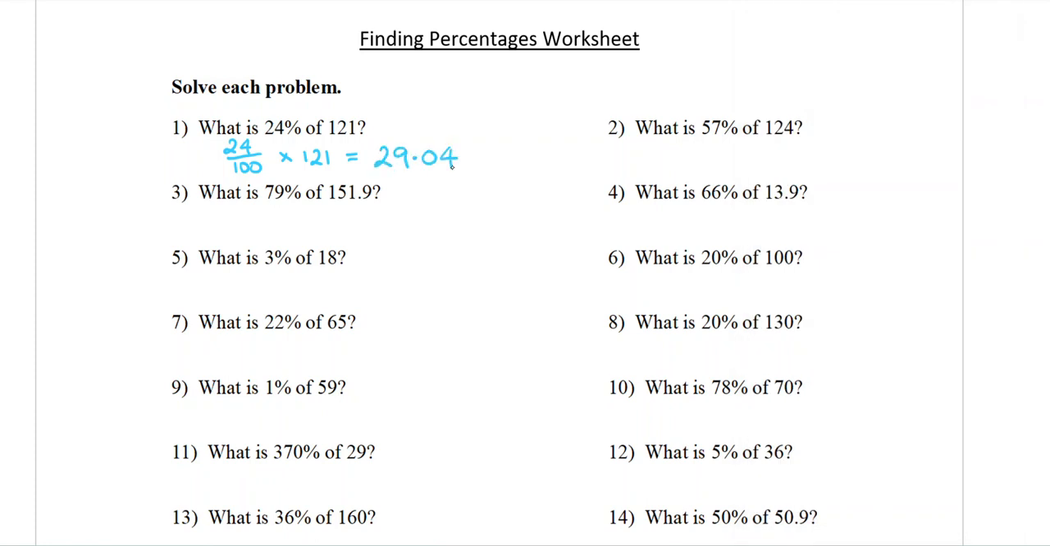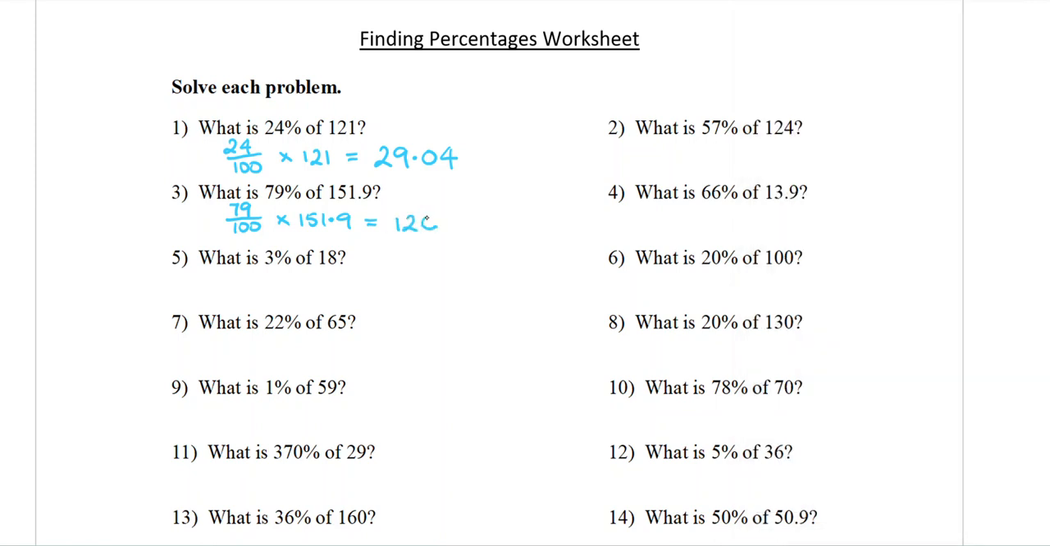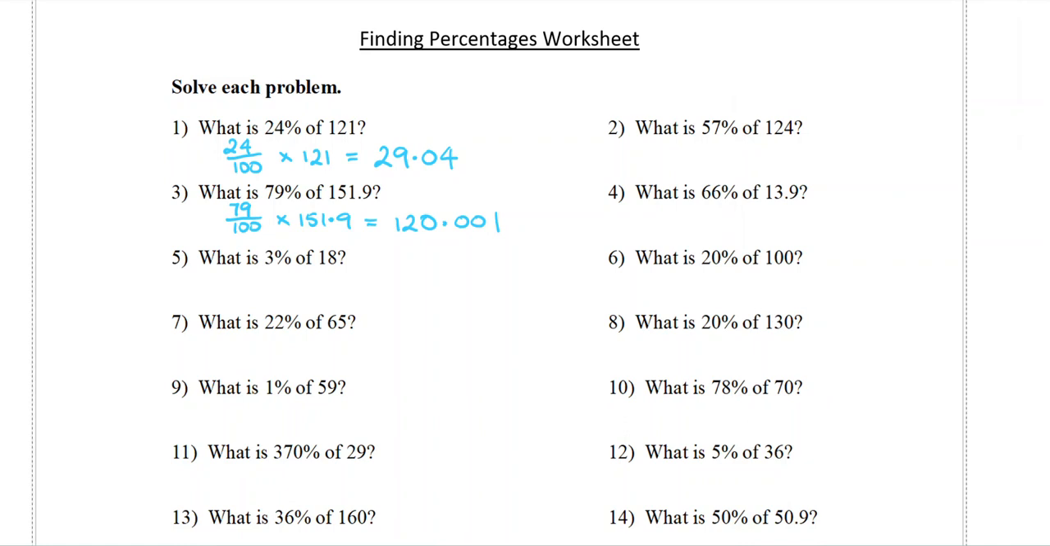Okay, let's just do another one of those. Let's do question 3 underneath. What is 79% of 151.9? So we do 79 over 100. Of means times by 151.9. Okay, 79 over 100 times by 151.9. So 120.001. There it is. Okay. So a few of you have practiced that.